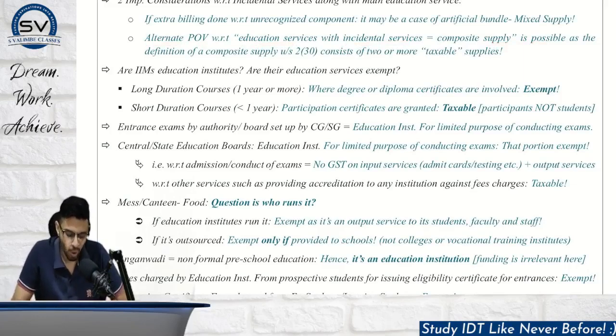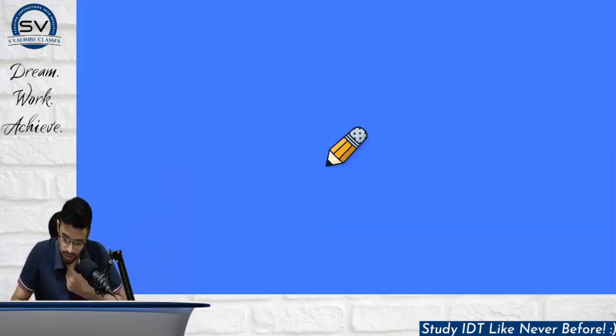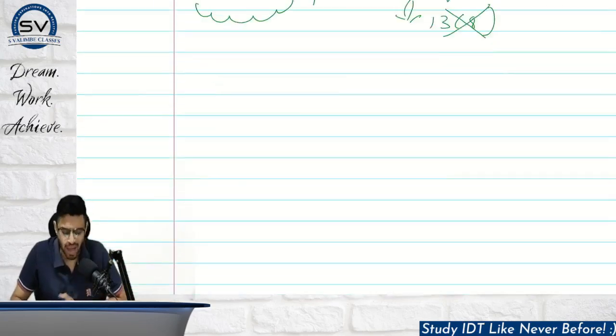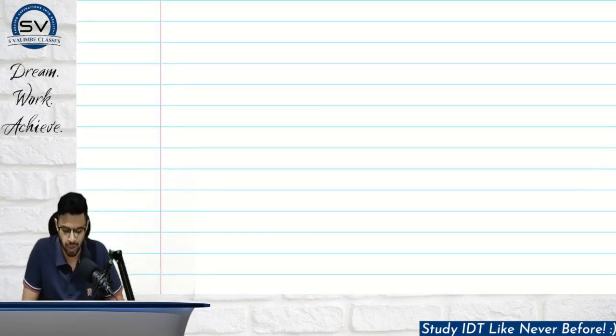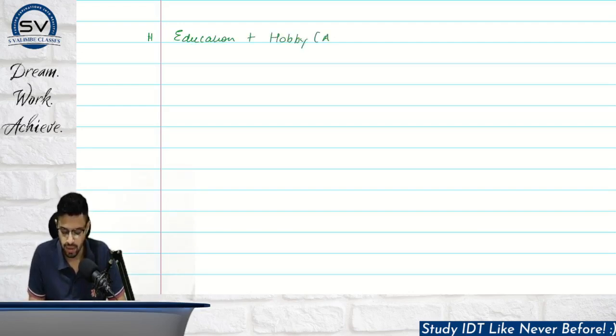This is a very deep point that is not actually related to your exams, but I believe we should be able to understand these kinds of small nitty-gritty points. See what this point says. Let's first conclude what we said right now. We said that education plus hobby, so ancillary, is exempt. And we said this is because it is a composite supply, right? This was the conclusion we reached.